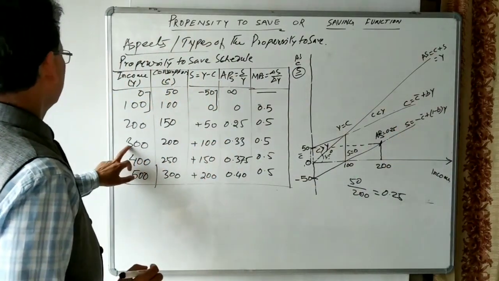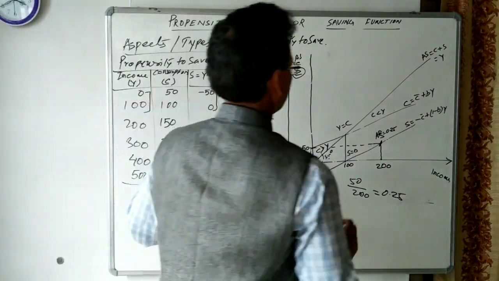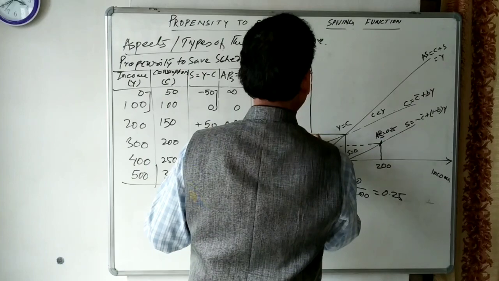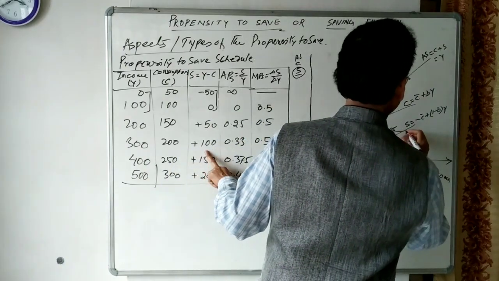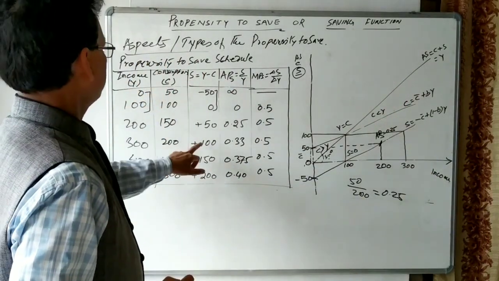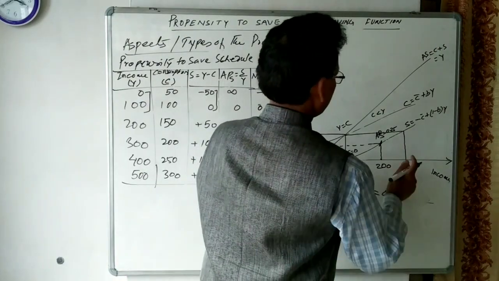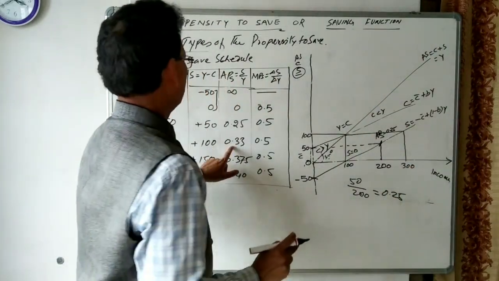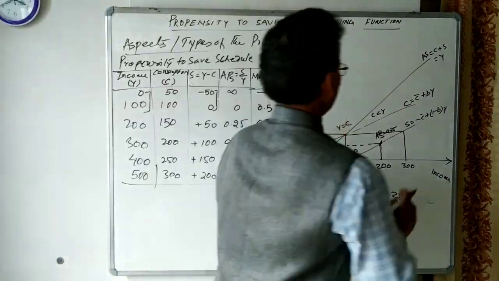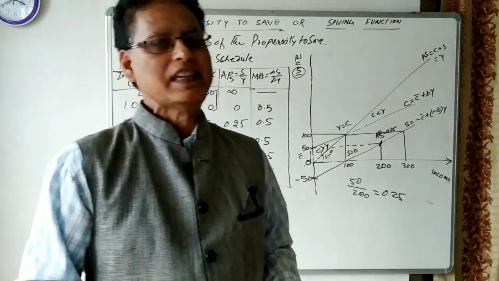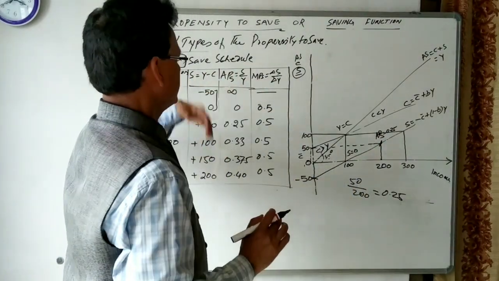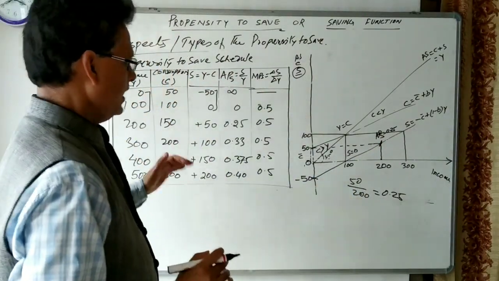If you see another point, 300 and 100. If you take 100 over here as saving, and at 300 income, saving is how much? 100. Here 100 divided by 300 will be 0.33. So 0.33 is greater than 0.25. What we are saying is that the proportionate increase in saving is increasing. So this ratio APS is increasing when the level of income is increasing. I think this concept is clear.